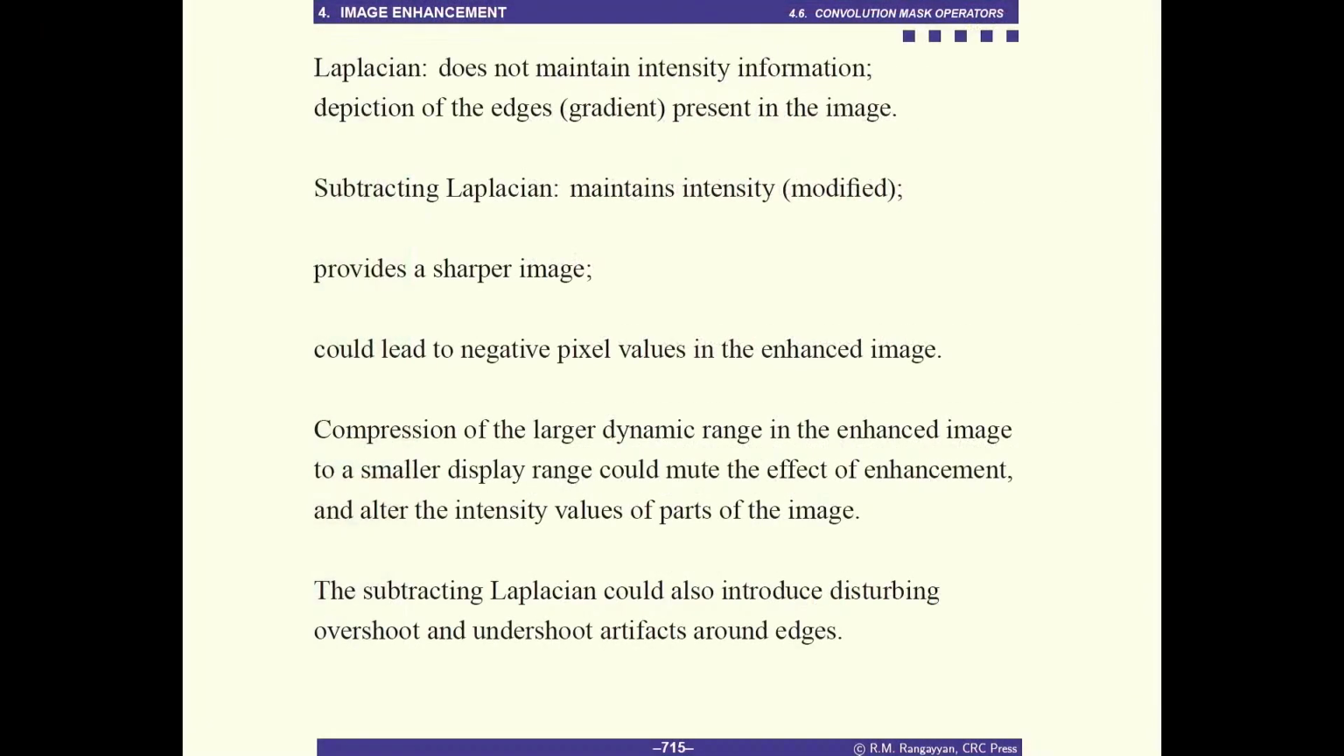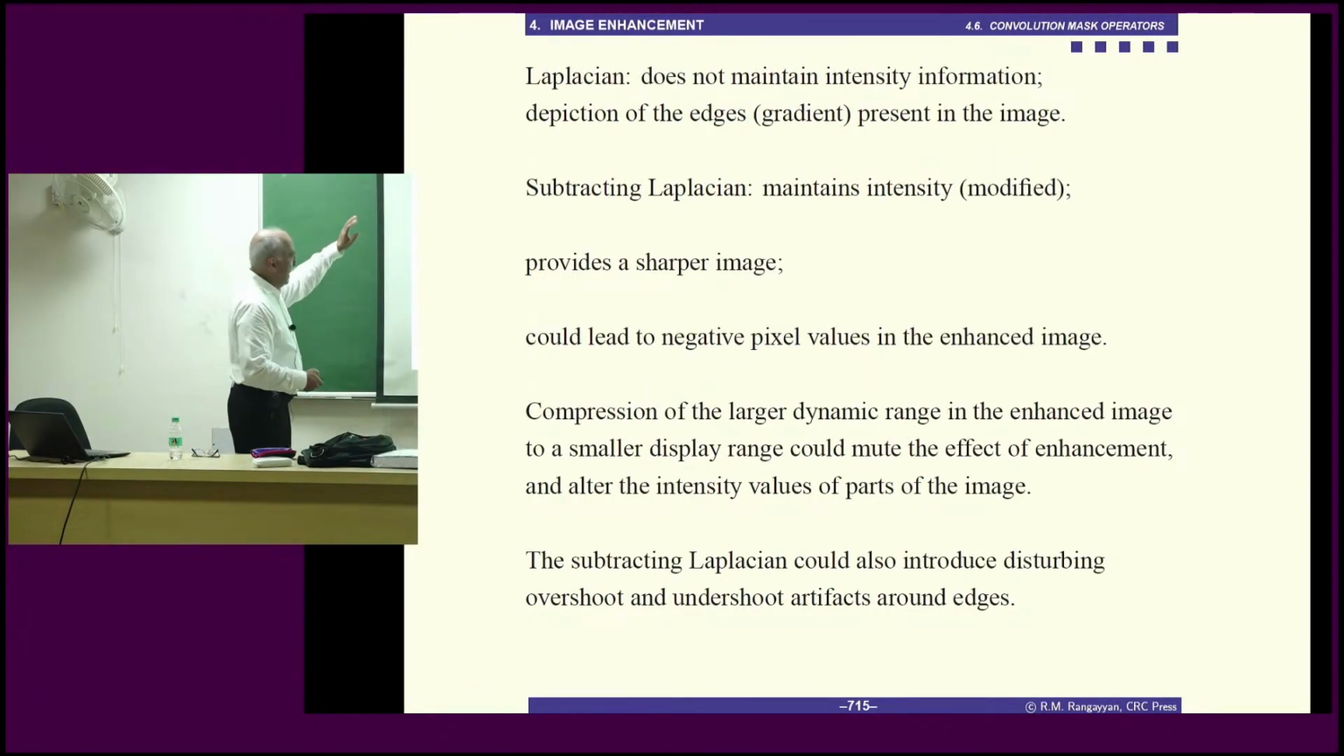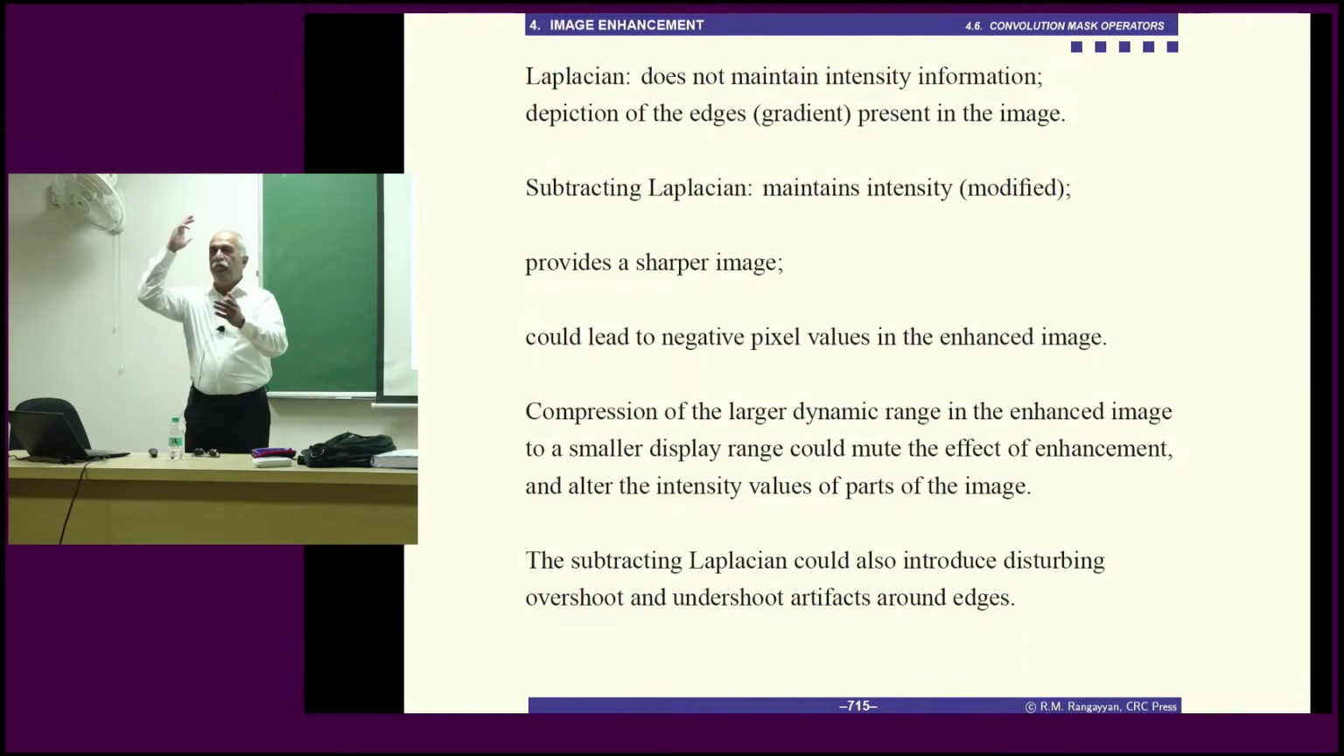The Laplacian doesn't maintain intensity information. It shows only edges of gradient. Subtracting Laplacian maintains intensity and provides a sharper image, enhancement. It again leads to negative pixels. You have to deal with that. What happens with negative values is the input was 0 to 255. The output could be minus 200 to plus 400 or something. So the larger dynamic range. Now you have to display it to 0 to 255 for the output. So you compress that. So the enhancement you gained is lost by compression if you keep the negative values.